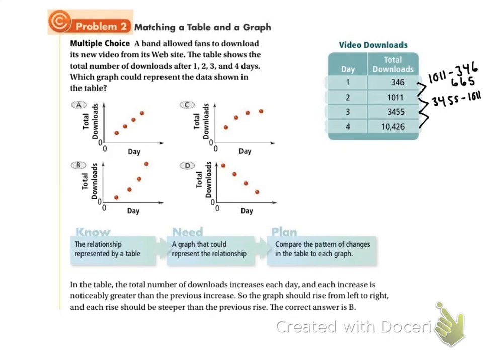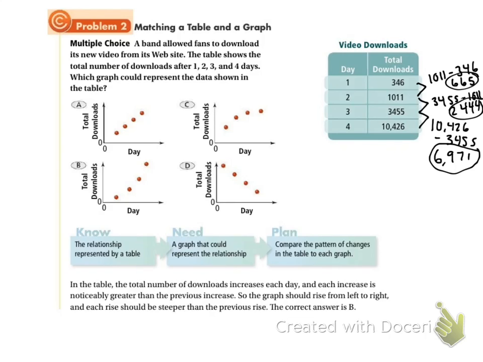That gives me 2,444. And then finally I'll do 10,426 minus 3,455. And that gives me 6,971. So our change is not constant, right? It doesn't stay the same. I don't get the same answer each time I subtract.